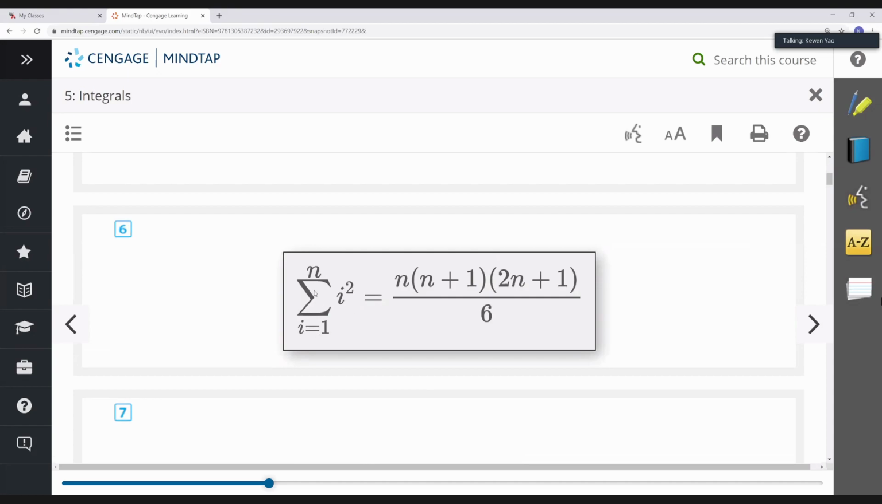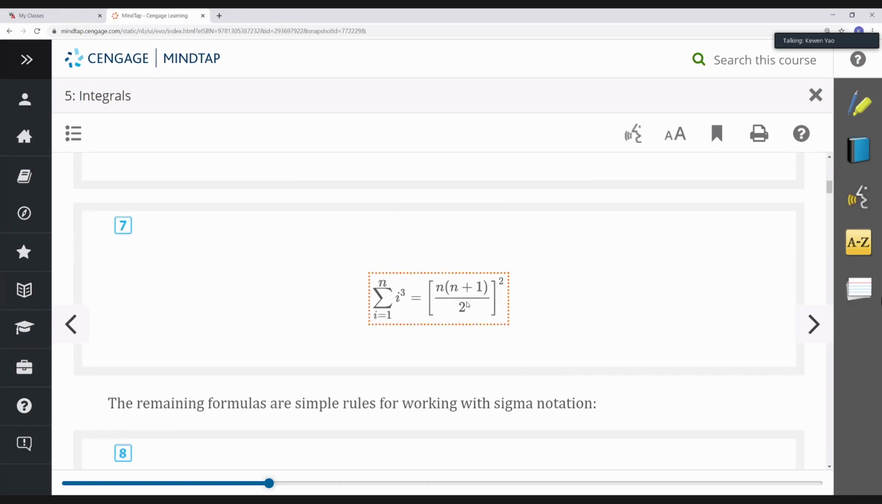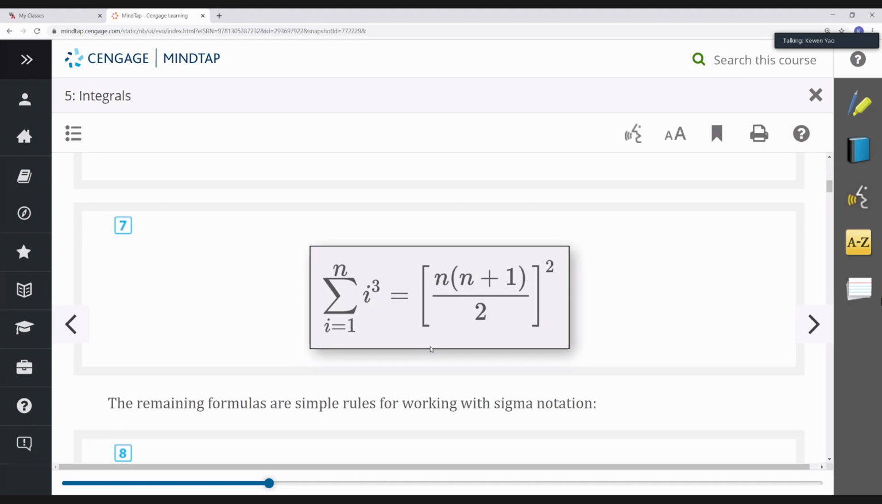This is sigma of i squared, i from 1 to n. Sigma means sum. This means the sum of the first n perfect squares, 1 squared plus 2 squared until n squared. The formula is given by this. You can prove this by mathematical induction. Now you have the third formula, which is this. That means the sum of the first cubes, 1 cubed plus 2 cubed plus 3 cubed up to n cubed. So what's the formula? It's n times n plus 1 over 2, the whole thing squared.